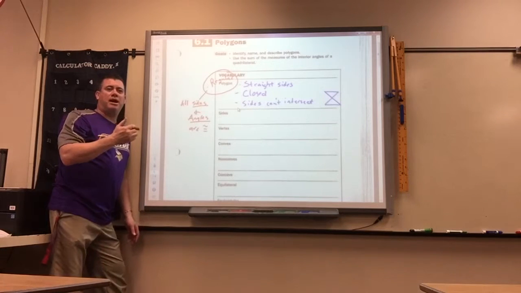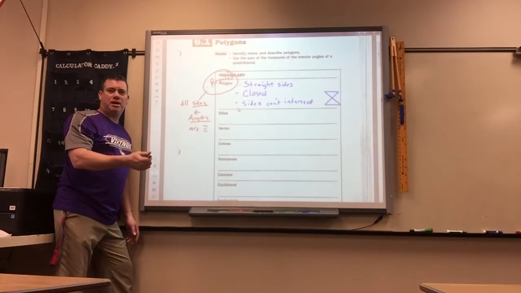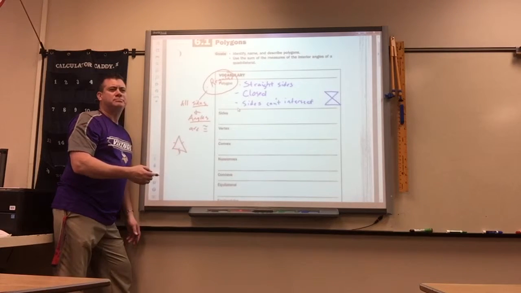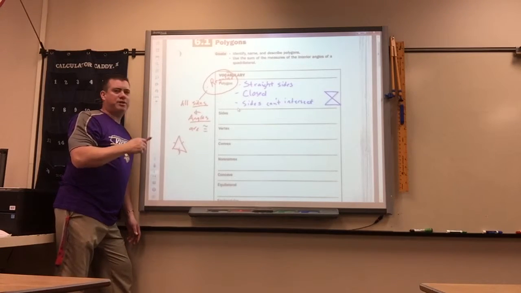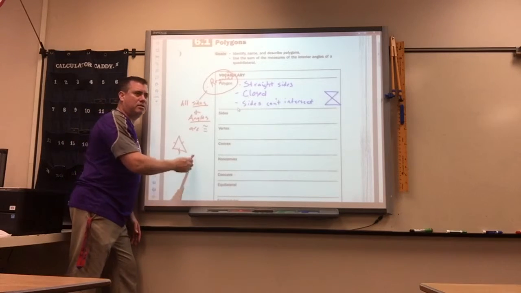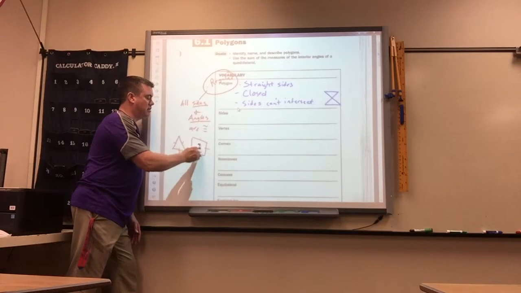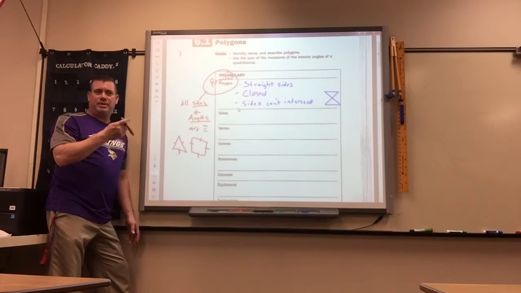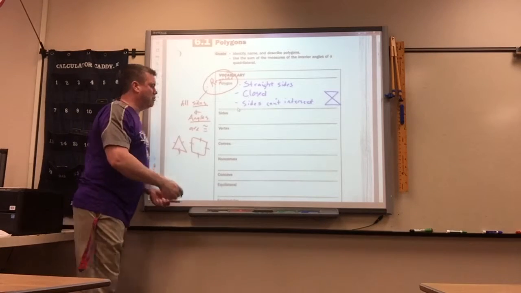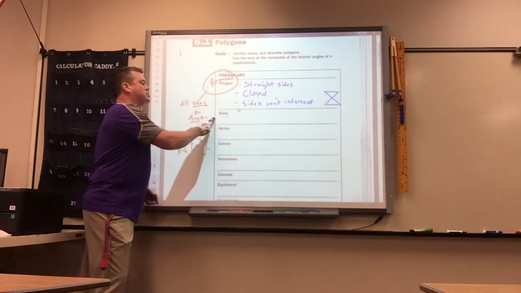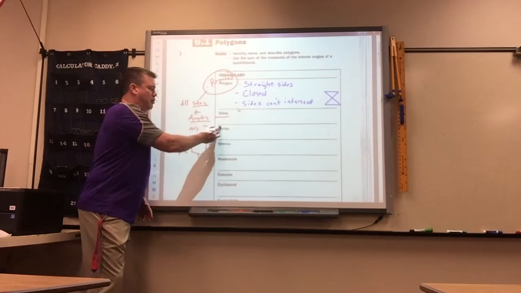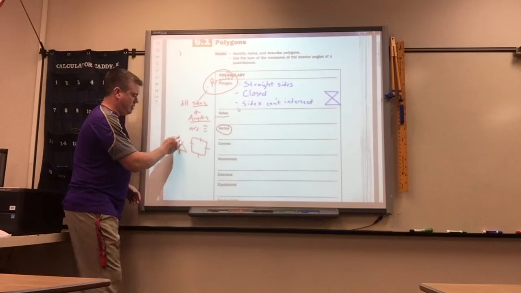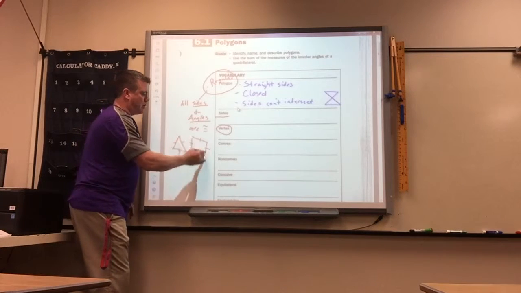So if it's a triangle, it would actually be an equilateral triangle. All three sides are the same. If it's a four-sided figure, it would be a square. Five-sided would be a pentagon, and then a six-sided, a hexagon. All of them would be equal. Okay, so you guys know what the sides are. Everyone know what a vertex is? The intersection, where the sides connect. Like there's 3 vertices here, there's 4 there.